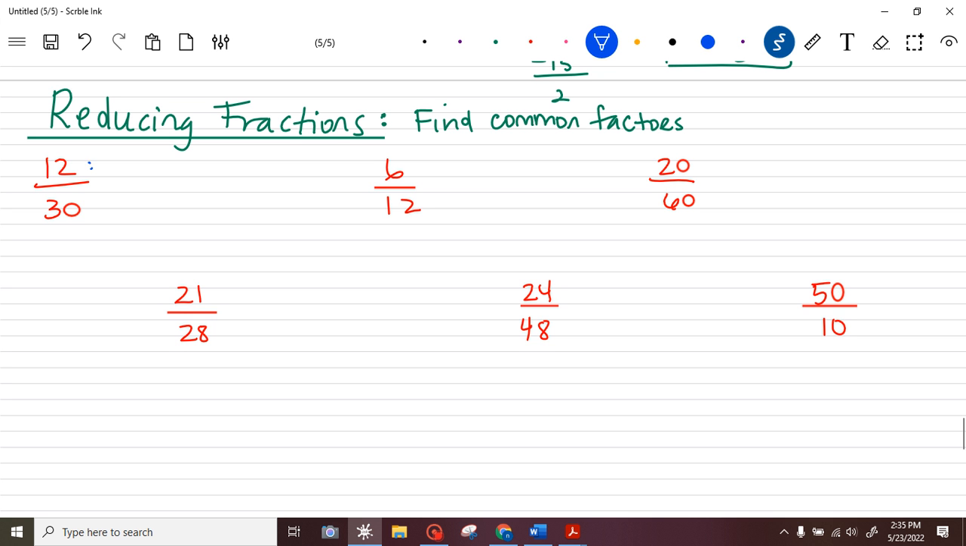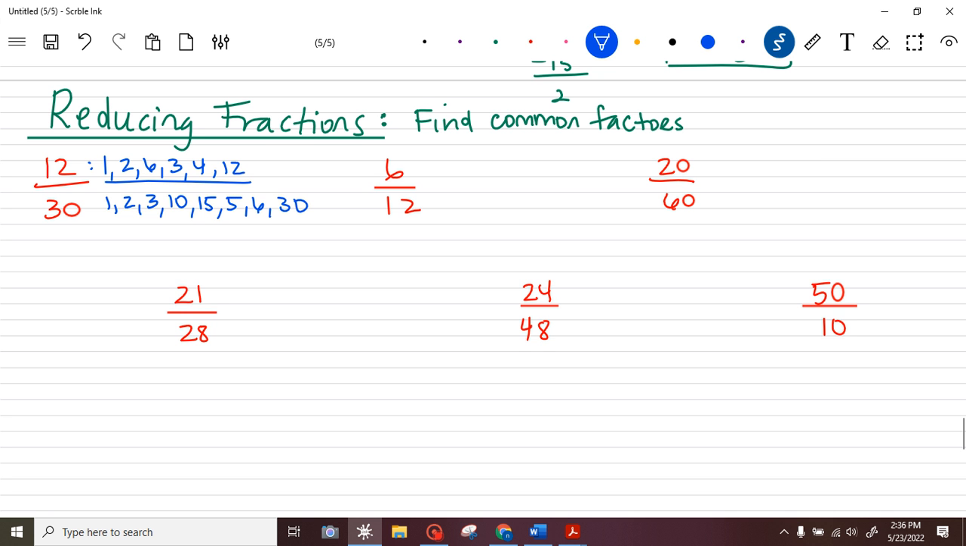So you create a list of all the factors that are in 12. 1 is always in every number, 2 goes into 12 6 times, 3 goes into 12 4 times, 5 doesn't, 6 does, it's a repeat, and then you have 12, right? So these are all the factors that are in 12. Then you also have a list of factors in 30. So 3 times 10, 2 times 15, 5 times 6, and then 1 times 30.